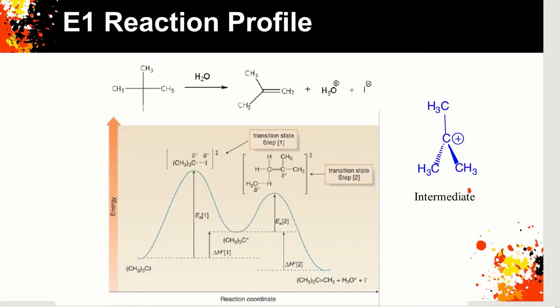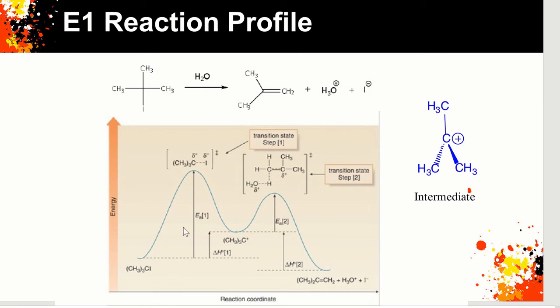All right. So the E1 reaction profile looks different, doesn't it? Here we have our alkyl halide again. We have our first transition state, or step 1, and then we have our intermediate here. This one should be familiar, or similar to our SN1, in which we have a carbocation intermediate here, and then that leads us to our second transition state, and then we have our products in the form of alkene and hydronium ion and iodide.